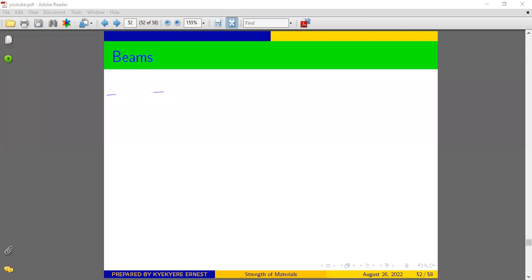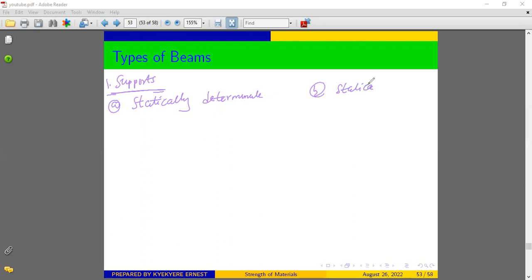Types of beams. Beams are classified according to the supports. So depending on the supports which the beam has, beams can be classified. Basically, there are two broad categories of beams. We have one, statically determinate beams, and then we have the second, statically indeterminate beams. So these are the two main types of beam.